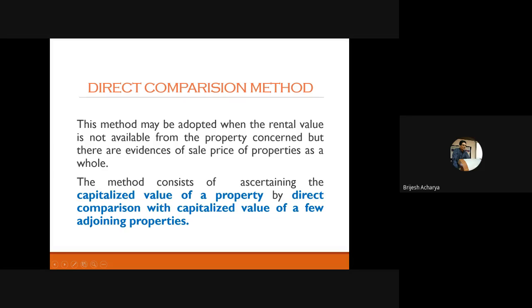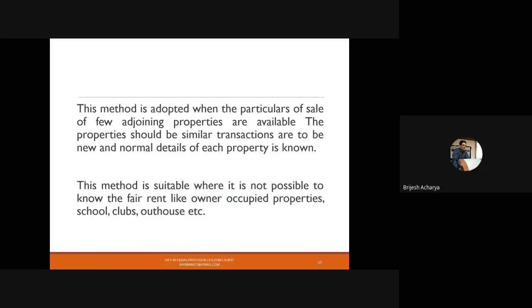I know that in the case of Surat, if we go to the Bhagal area, that is one of the busiest older city commercial areas, you will find that the value of property cannot be worked out using square feet, because the value may be very high. In that case, the direct comparison method of valuation may be used, and then the value of a property can be determined. So this method is adopted when the particulars of sale of a few adjoining properties are available. So from where will one get the sale of a few adjoining properties?